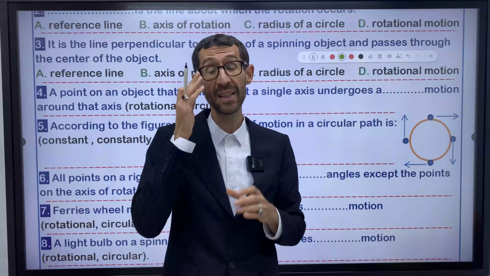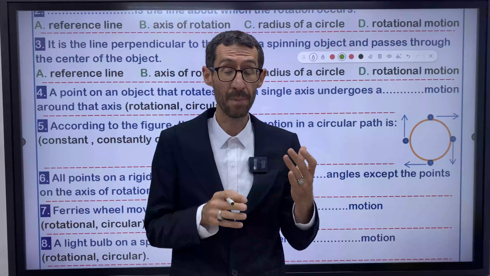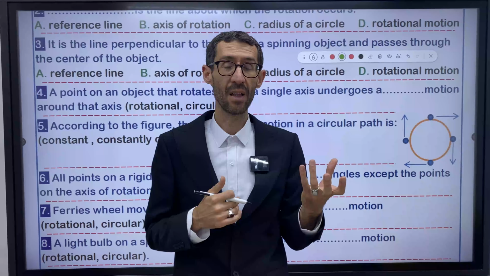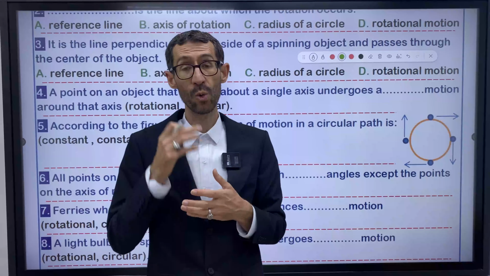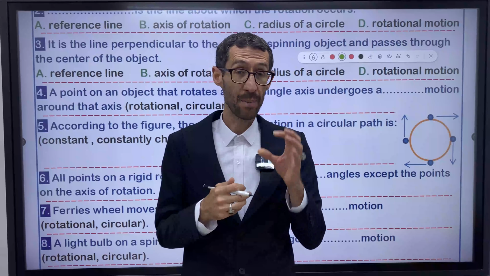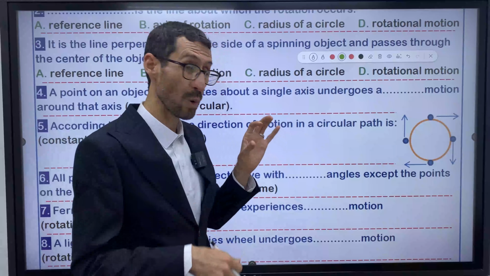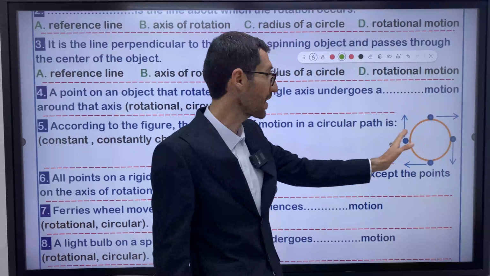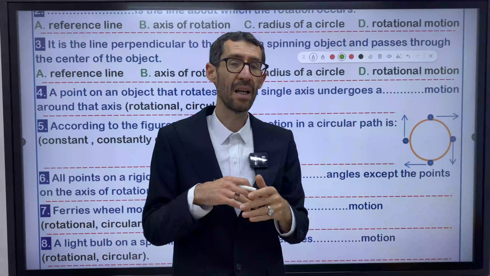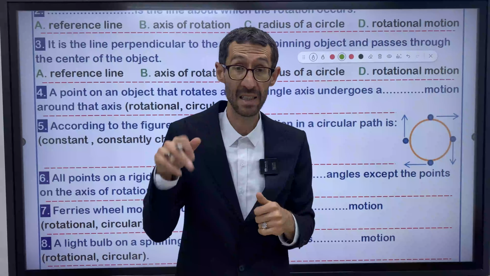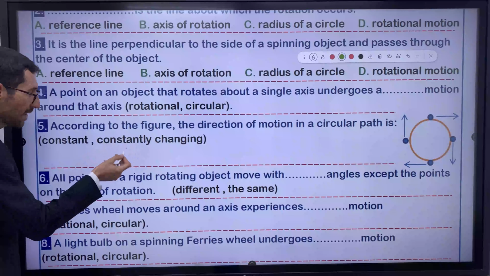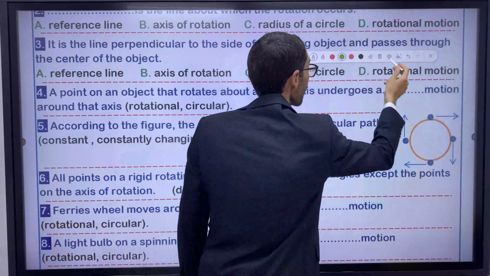That's why kinematic equations, right? If you remember, we had 4 equations for linear motion, and these equations are called kinematic equations. Kinematic equations are not used in a circular path because of this reason: the direction of motion in a circular path is constantly changing, right? So which option is right? This one. Let me circle it for you.